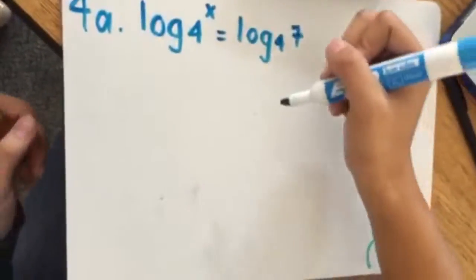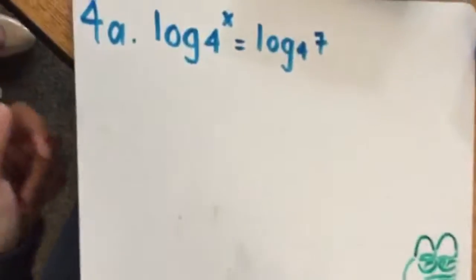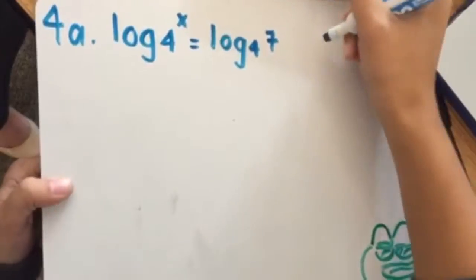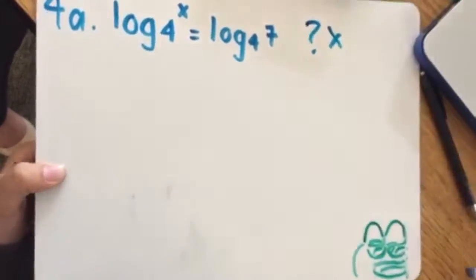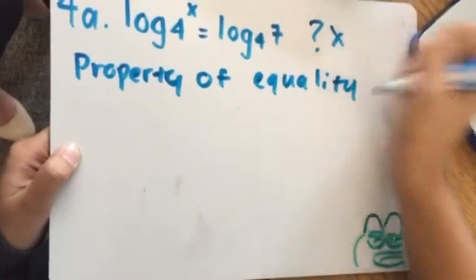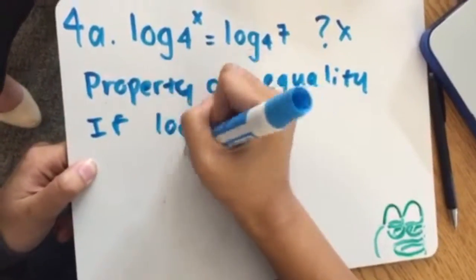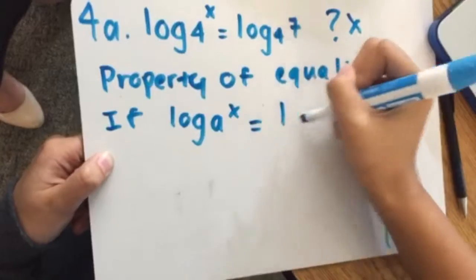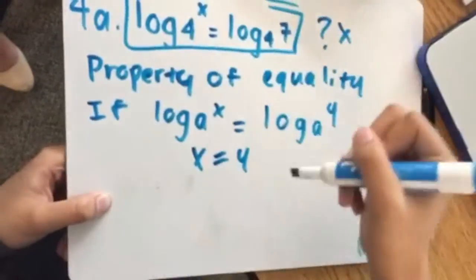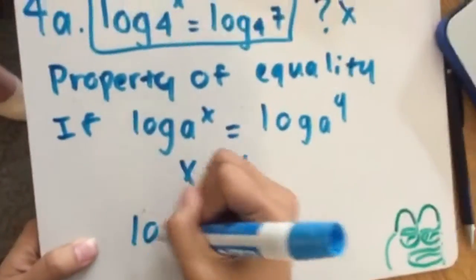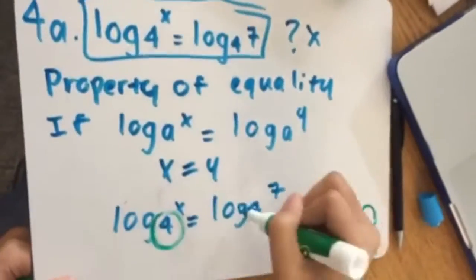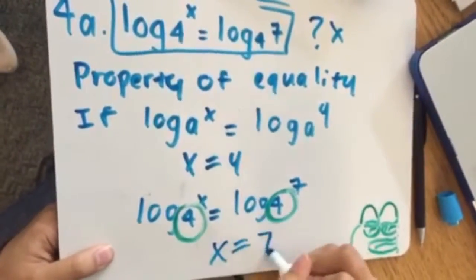So what we have here is log base 4 of x is equal to log base 4 of 7. So the question is, how do we get x? Well, first and foremost, we have to use the property of equality, which is if log base a of x is equal to log base a of y, then x equals y. So when we apply it to our question, log base 4 of x is equal to log base 4 of 7, since we have the same bases, x is equal to 7.